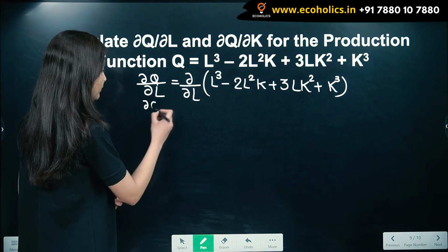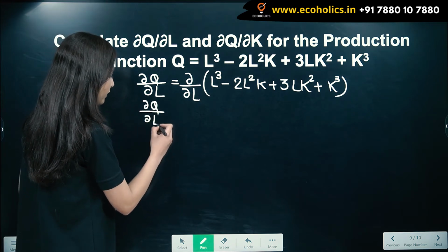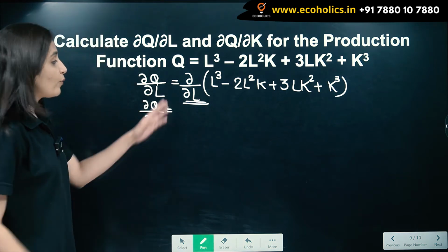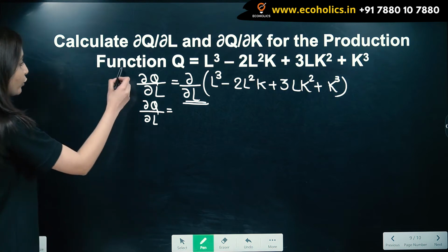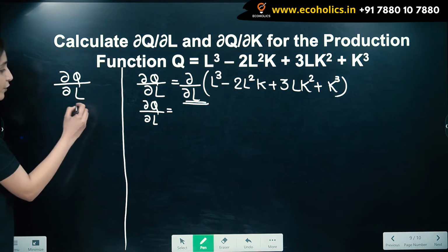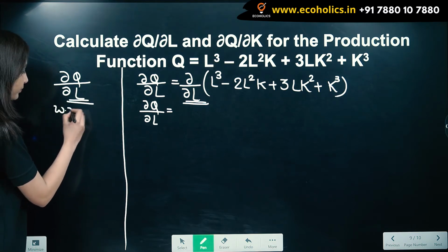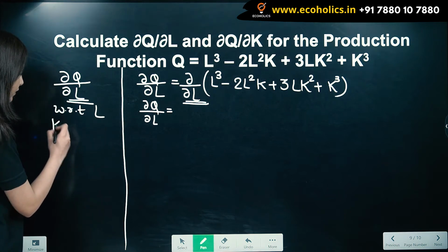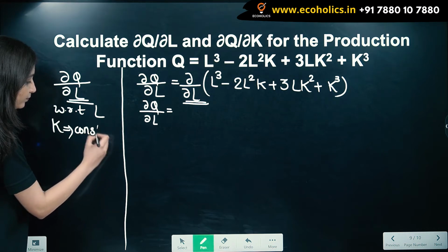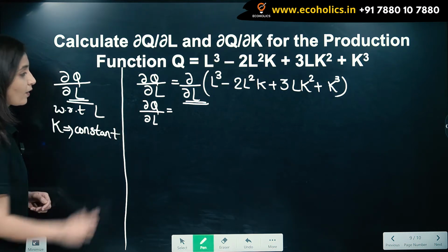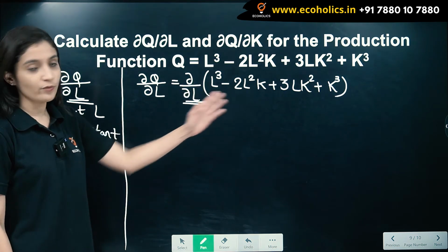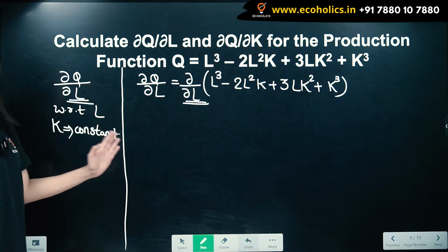Now, for ∂q/∂L, we need to differentiate with respect to L. When we are differentiating with respect to L, I have already told you that we take k as constant in this case. So, we'll be differentiating these terms with respect to L, taking k as constant.